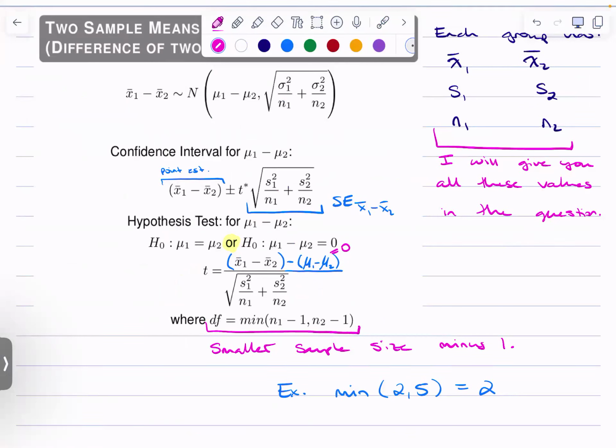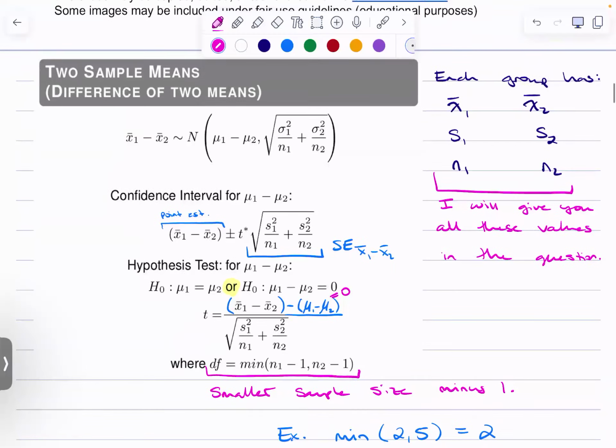Okay. That's not so bad. Let's see what an example looks like. Well, any questions before we do?